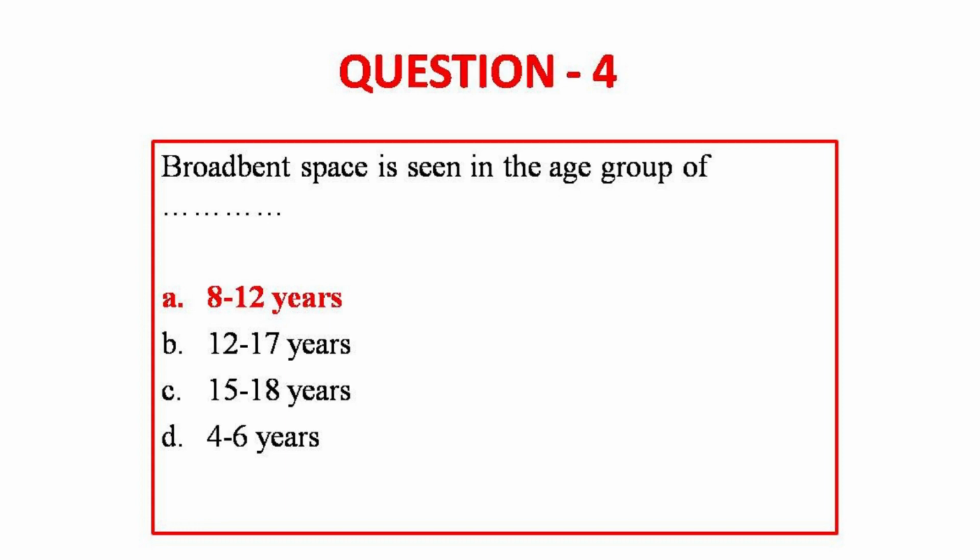This is called as a Broadbent space, or as we all know, it is called as the ugly duckling stage. It is mostly seen between this 8 to 12 years. So moving on to question number 5.